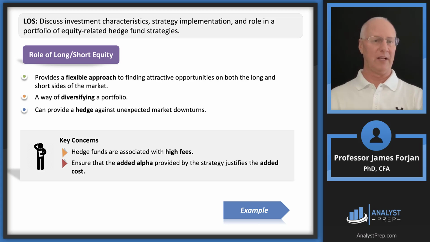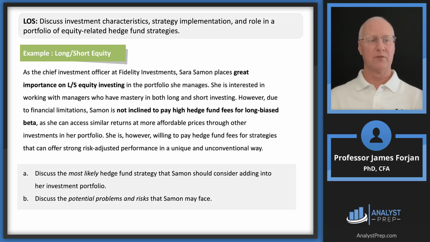All right, we did mention earlier flexibility, we mentioned diversification, and we mentioned hedge. Yeah, there's high fees and added alpha that we talked about. So let's go ahead and look through a potential good exam question here. Here we have CIO Sarah, who places great importance on long-short equity investing, working with managers who have mastery in both long and short. All right, due to financial limitations, she's not inclined to pay high hedge fund fees for long-biased beta market exposure. She can access similar returns at more affordable prices. She is willing to pay hedge fund fees for strategy. So what's the most likely hedge fund strategy that she should consider?